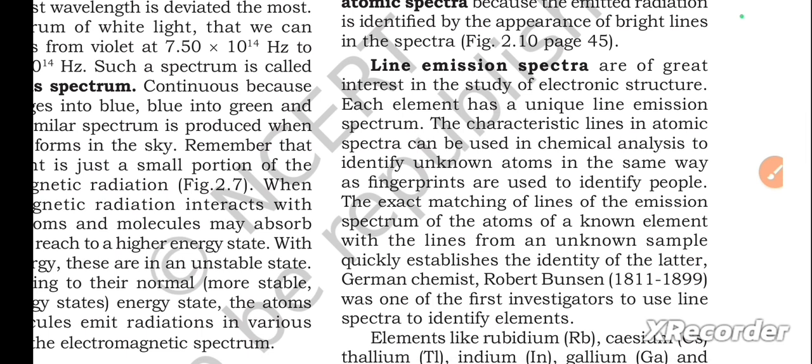Line emission spectra are of great interest in the study of electronic structure. Each element has a unique line emission spectrum. The characteristic lines in atomic spectra can be used in chemical analysis to identify unknown atoms in the same way as fingerprints are used to identify people.